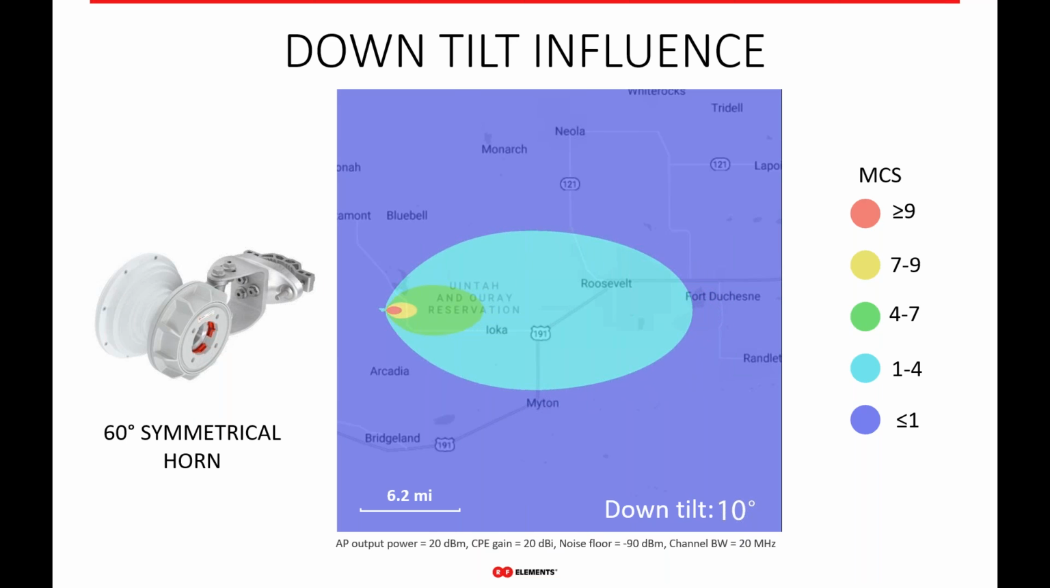With our symmetrical horns, the effect of down tilt is also a totally different game compared to patch array sectors, right? So, progressively increasing the down tilt, you can see the gradual shrinking of the coverage area while its shape is really completely preserved. The shape is really not changing. It's just slowly getting smaller and smaller as you add more and more down tilt. So this is yet another advantage of our horns.